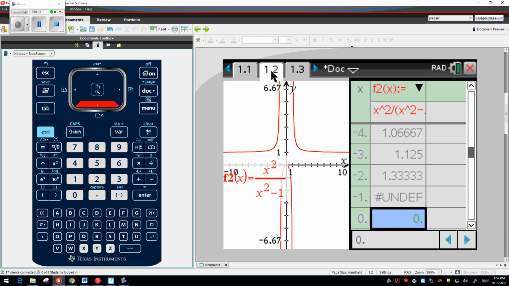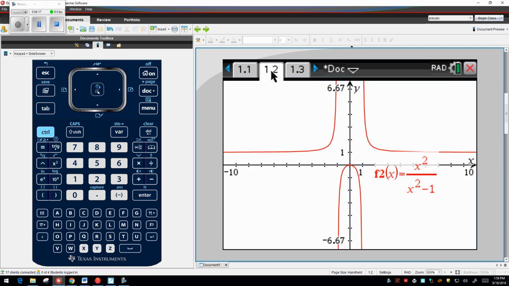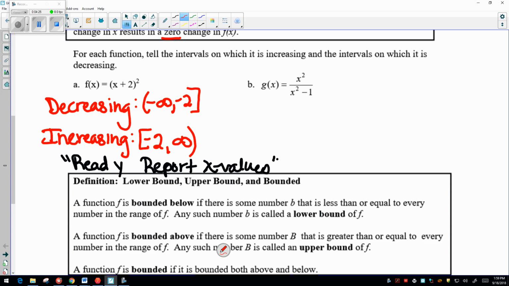Then if I look at the graph again, I can see my graph is still increasing from that negative 1 value, it looks like, to 0. So when we write that interval, we're going to say the function is increasing. I report the x's: negative infinity up to negative 1. Now I can't include negative 1 because there's an asymptote, so soft bracket on both because of the asymptotes. Out to 0, because we want to include that point when we're talking increase, decrease.